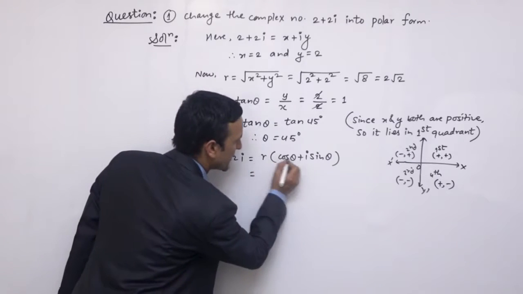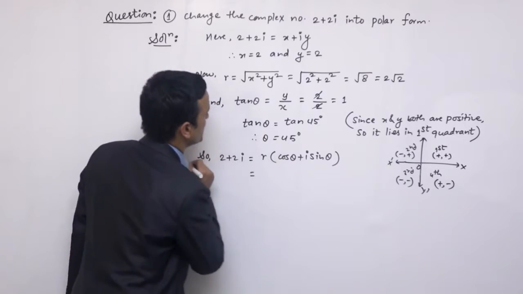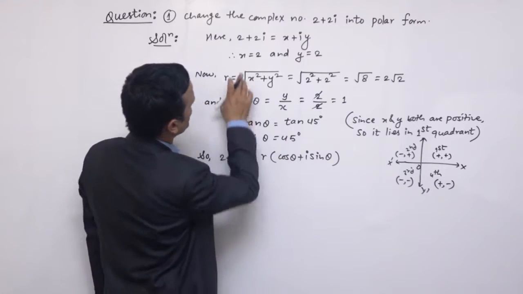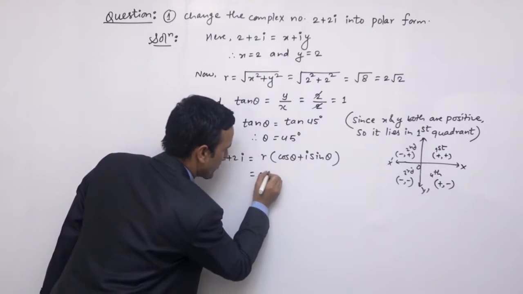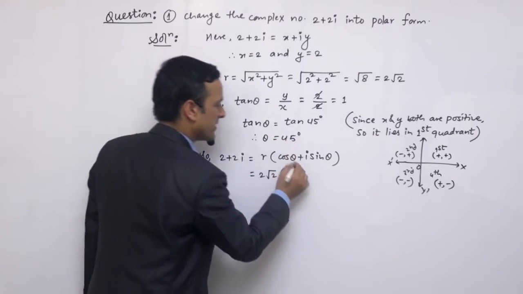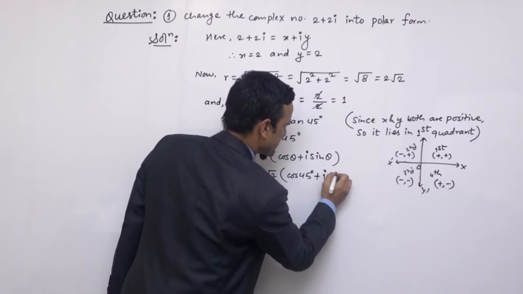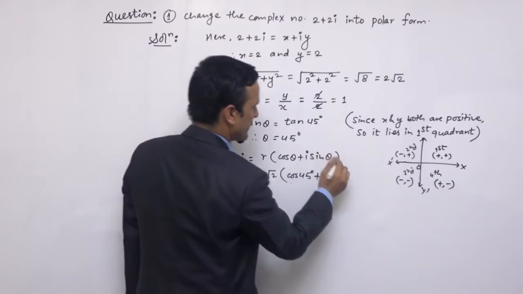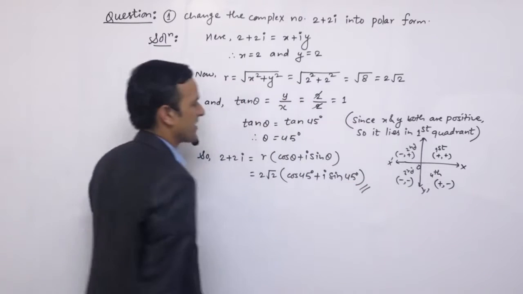भर्खरै हामीले r र थीटा को भ्यालु अब्टेन गर्यौं. अब यो r र थीटा को भ्यालु सब्स्टिट्युट गरौं. r को भ्यालु 2√2 छ, यहाँ भ्यालु राखौं 2√2 cos थीटा को भ्यालु जस्ट नाउ हामीले 45 डिग्री निकाल्यौं. 45 प्लस I sin थीटा, थीटा को ठाउँमा 45 आयो. सो दिस इज द पोलर फर्म.